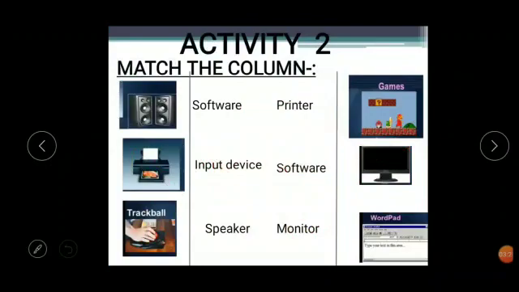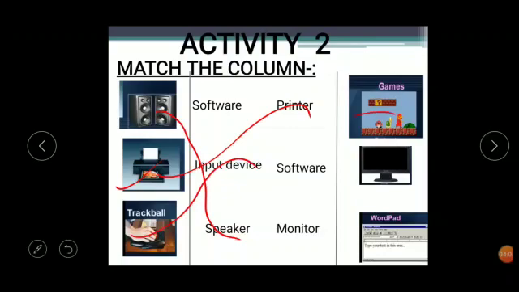Now in activity 2, you have to match the columns. What is this? Speaker. Is speaker written somewhere? Yes, we will match it from this. What is this? Printer. Is printer written anywhere? Yes, here it is. Trackball, what is this? This is an input device. Now what is left in front of us? Input device, software and monitor. Is this a software? No. Is this a monitor? No. So what is left? Input device, where we give the instructions or the input from this device. So this is an input device.